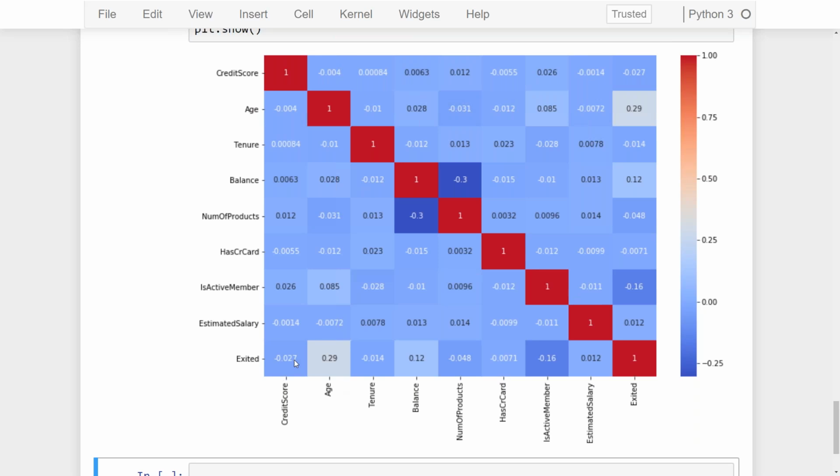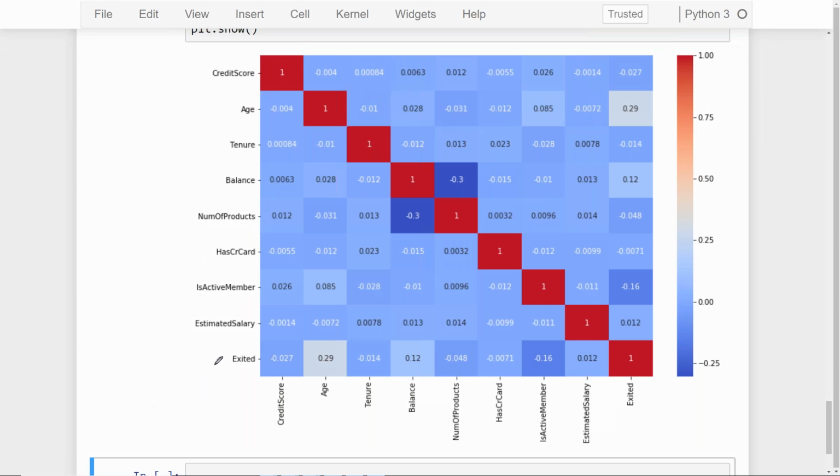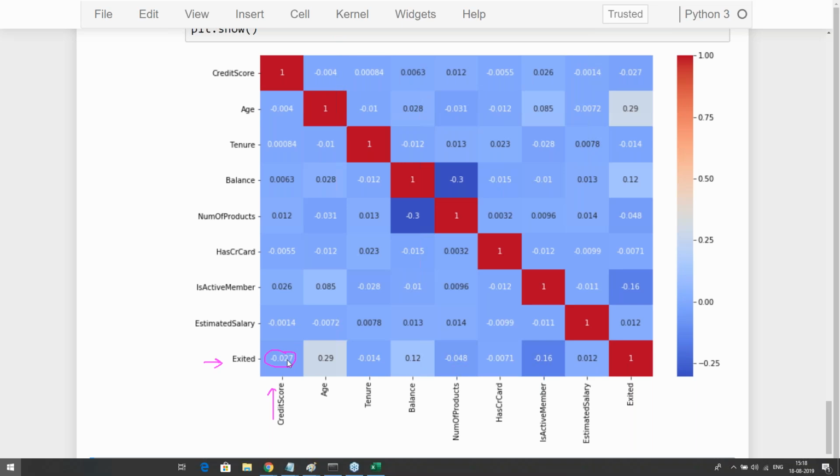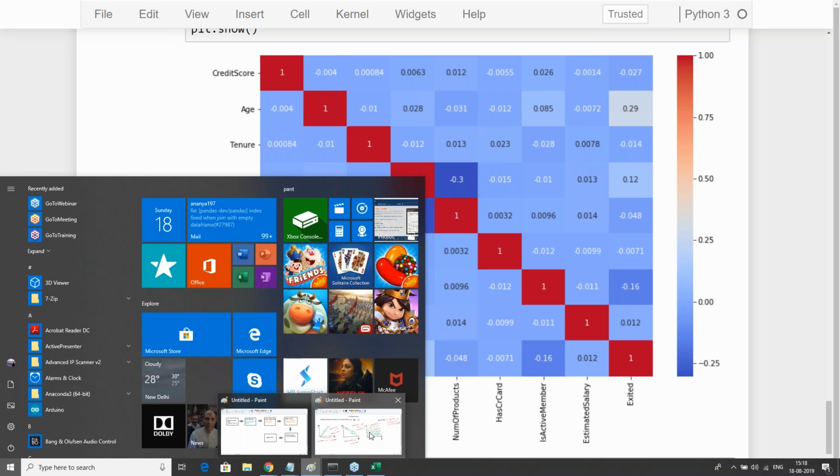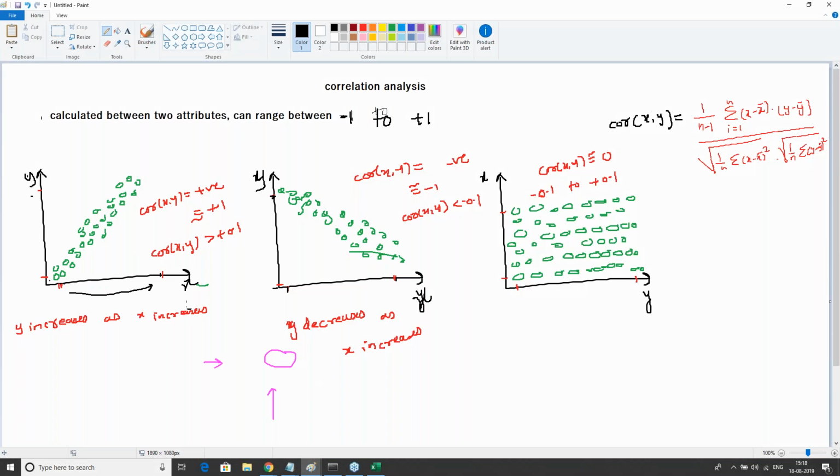So if you look here, what we are interested in is the exited column, which is this one. With respect to credit score and exited, what is the correlation? Minus 0.027. So correlation between exited and credit score is minus 0.027. Is it similar to case 1, case 2, or case 3?